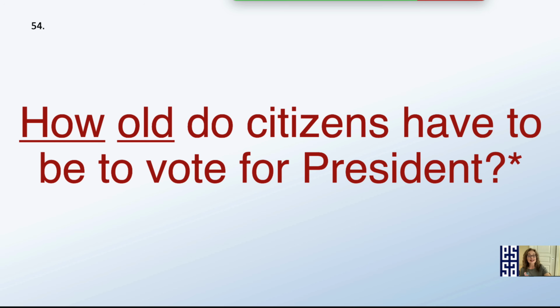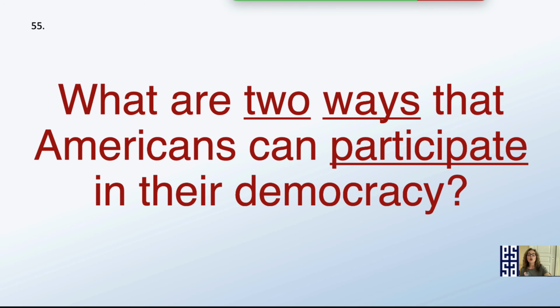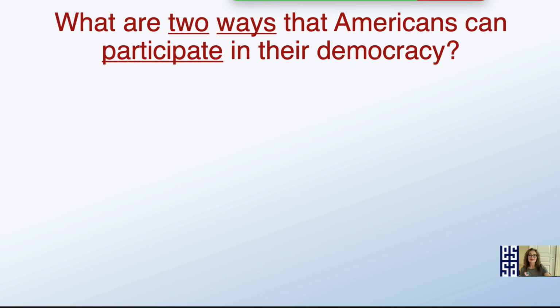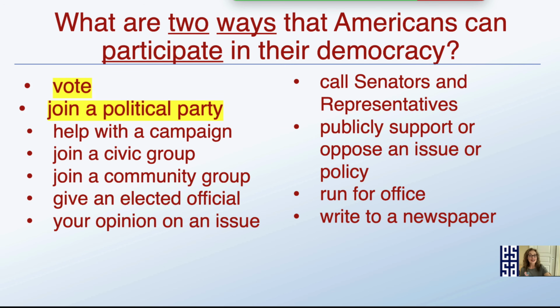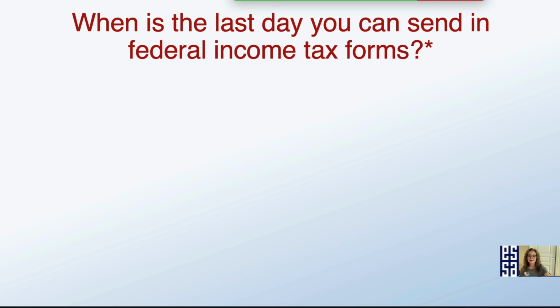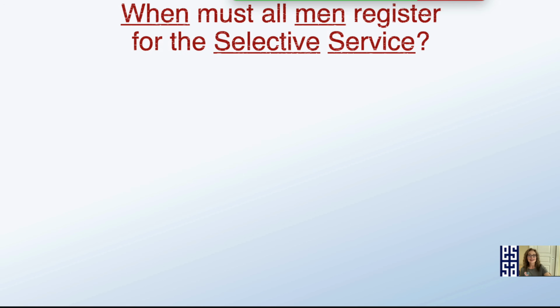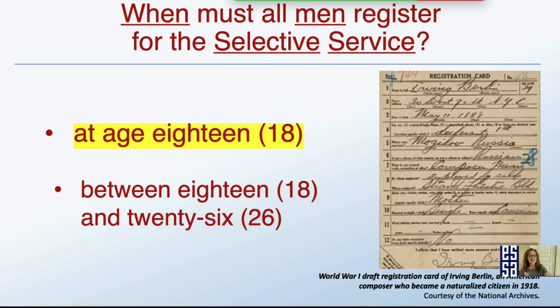How old do citizens have to be to vote for president? 18 and older. What are 2 ways that Americans can participate in their democracy? To vote and to join a political party. When is the last day you can send in federal income tax forms? April 15th. When must all men register for the Selective Service? At age 18.